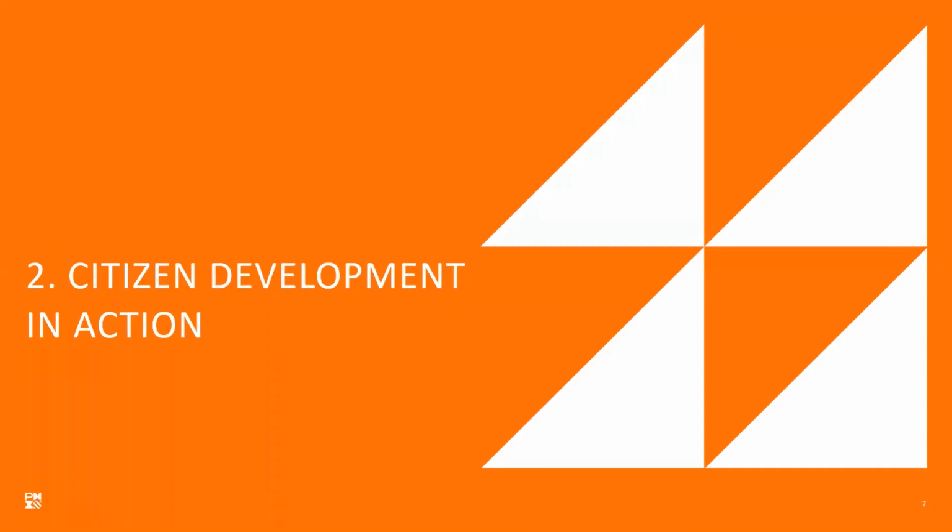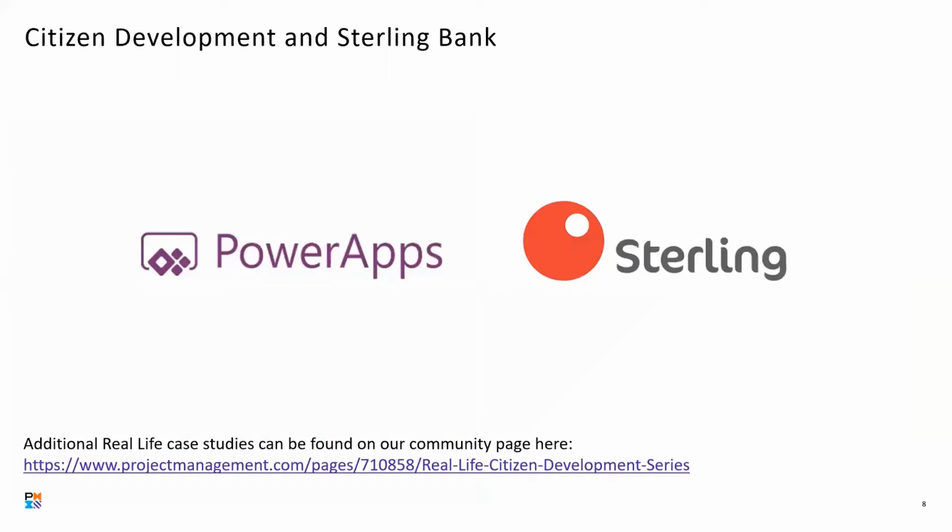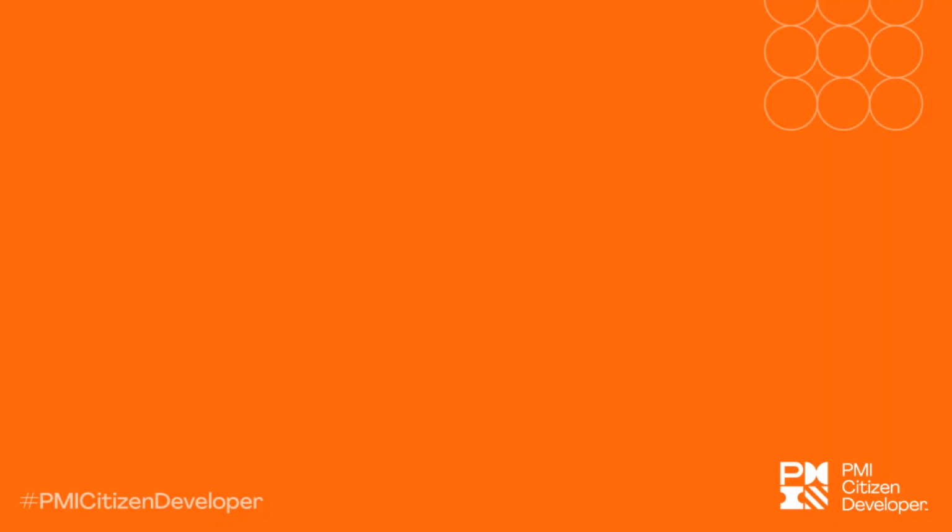So I think it's one thing for me to talk about citizen development and how it can be used to automate processes or drive efficiencies, but it's another thing to hear about it in action. So I'd love to show you an example from Donna Sarkar. Donna of Microsoft is going to talk about how Sterling Bank was able to utilize Power Apps to automate a process and ultimately save time and resources. So let me dive right in.